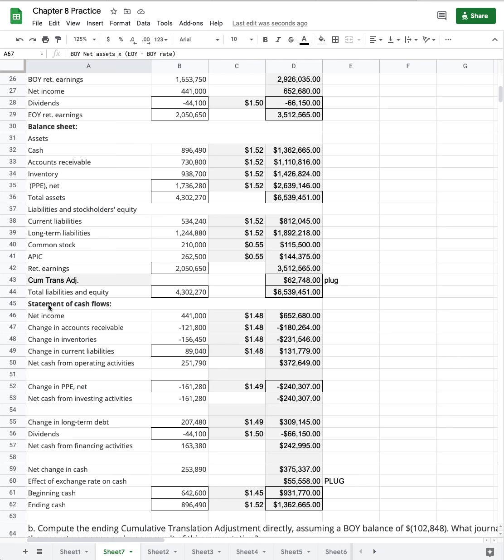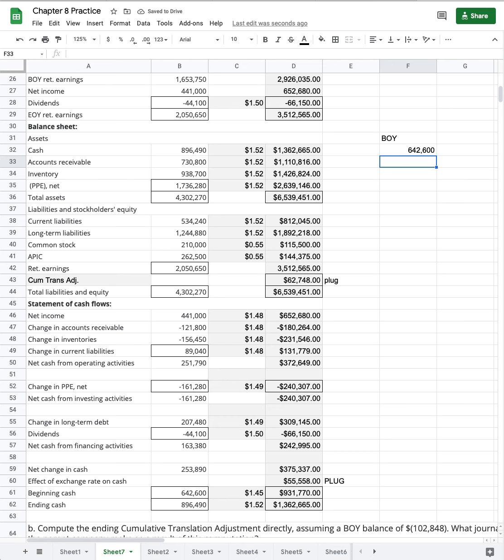But we do have the statement of cash flow that indicates the change, so we can use that to calculate beginning of year. So over here on the side, let's calculate our beginning of year assets and liabilities so that we can calculate net assets. And so cash, beginning of year cash, is going to be equal to the $642,600 that we have down here at the bottom of the statement of cash flows.